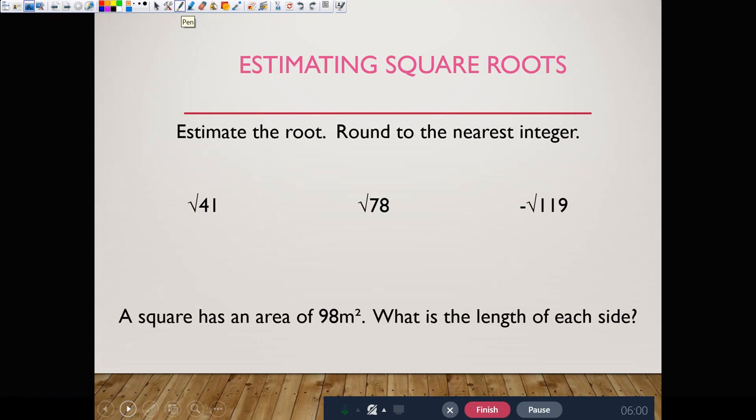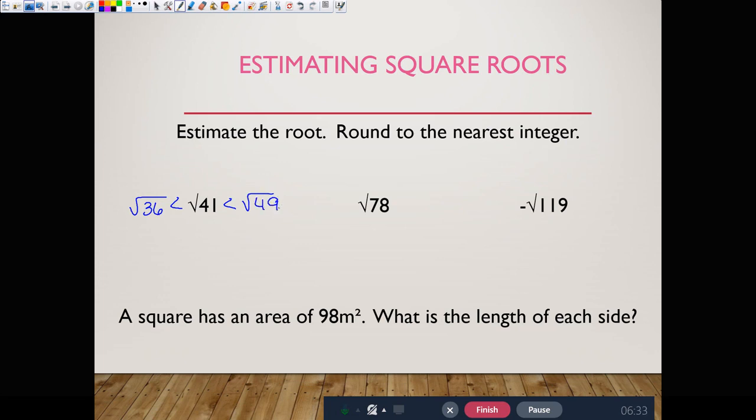An integer is a counting number, or counting numbers and their opposites. So for example, 1, 2, 3, 4, 5, 6, 7, 8, 9, 10, and negative 1, 2, 3, 4, 5, 6, 7, 8, 9, 10. Okay? So 41. What two perfect squares is 41 in between? For example, the square root of 36 and 49.